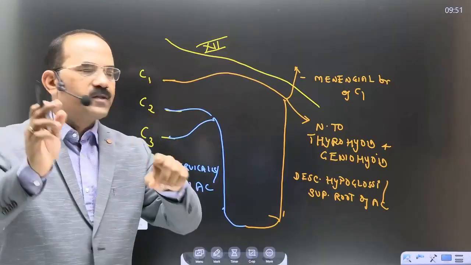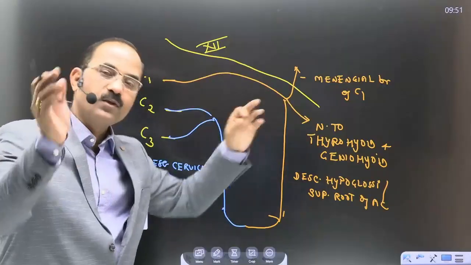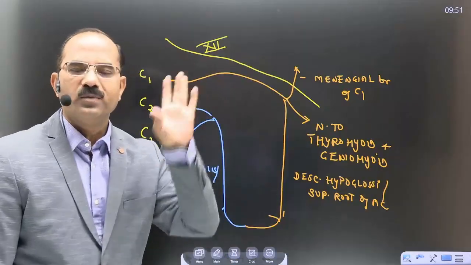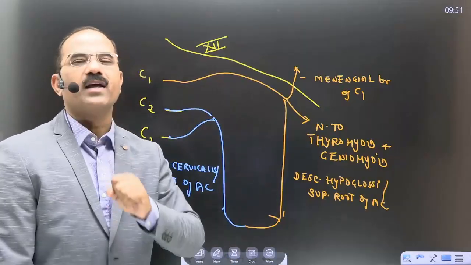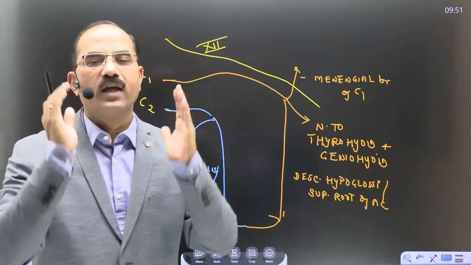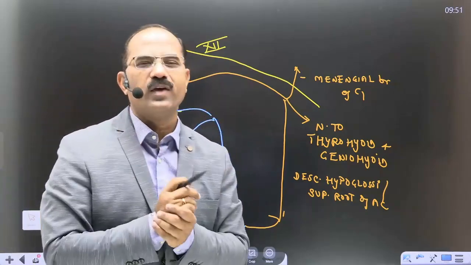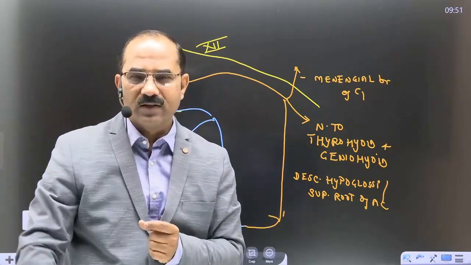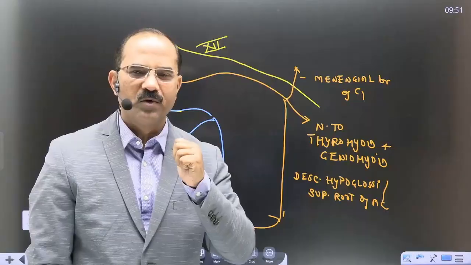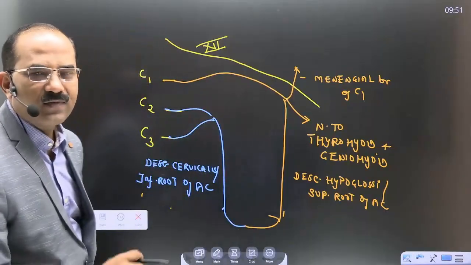The superior root is derived from C1 fibers. The inferior root is derived from C2, C3 fibers. Together they join to form this loop, which is known as ansa cervicalis. And this ansa lies on the anterior wall of carotid sheath. Perfect, students. Is this clear? What is ansa cervicalis? How it is formed? Where it lies. Perfect.